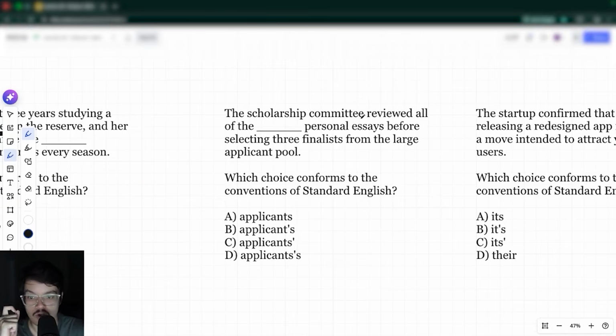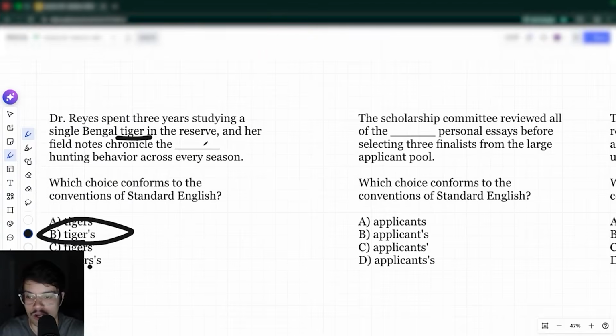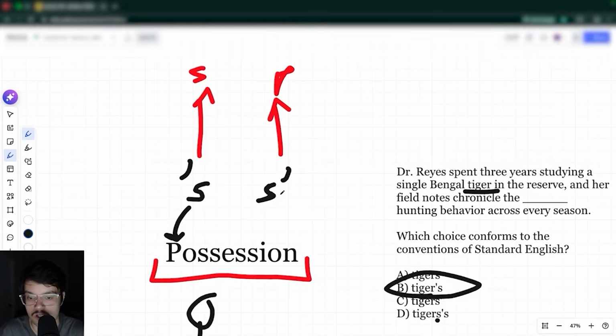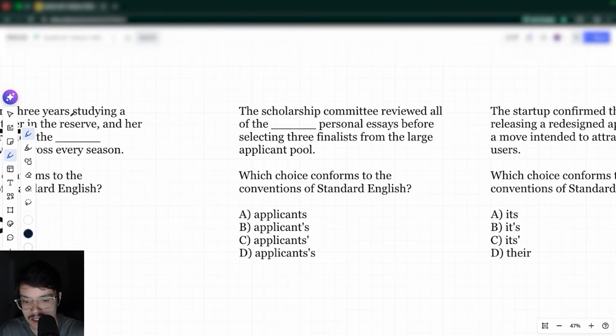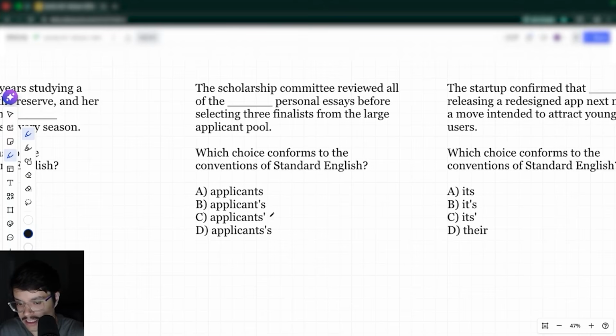The scholarship committee reviewed all of the applicants' personal essays before selecting 3 finalists from the large applicant pool. So it basically tells us here there are multiple different applicants. There is not just one applicant in here. It already has an S, it already is plural, so we have to use S and then apostrophe. So we would just go for C, S, and then apostrophe.